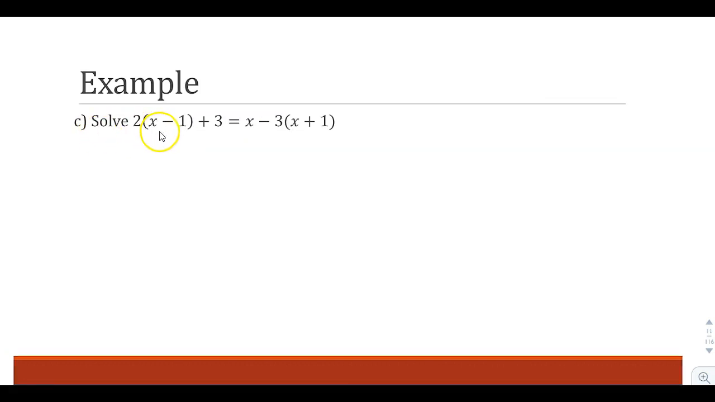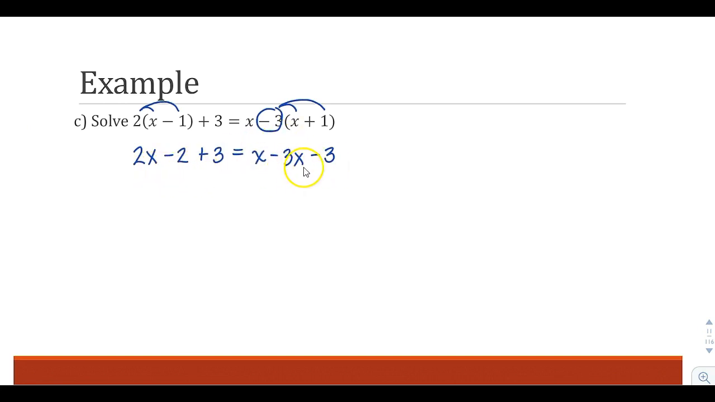Let's look at another example with grouping symbols. So again, we want to go ahead and remove the grouping symbols by distributing. So we want only terms added or subtracted. So we have 2 times x, 2x, and then 2 times negative 1, we have minus 2, and then we'll bring down the plus 3. And now we have is equal to x, and then this negative 3 will distribute to both terms. So we have negative 3 times x, that's negative 3x, and negative 3 times 1 is negative 3.